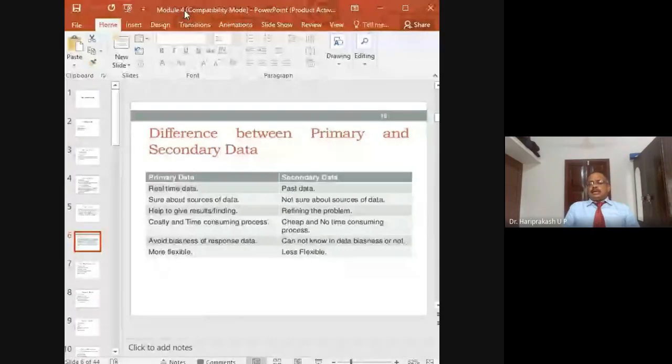In primary data, the data collection is more flexible. If you find that the technique you adopted is not working well, you may adopt a new technique or method. But secondary data is already collected by somebody else and already published; you cannot change much, and you will have to depend on that. So primary data is more flexible, and secondary data is less flexible.